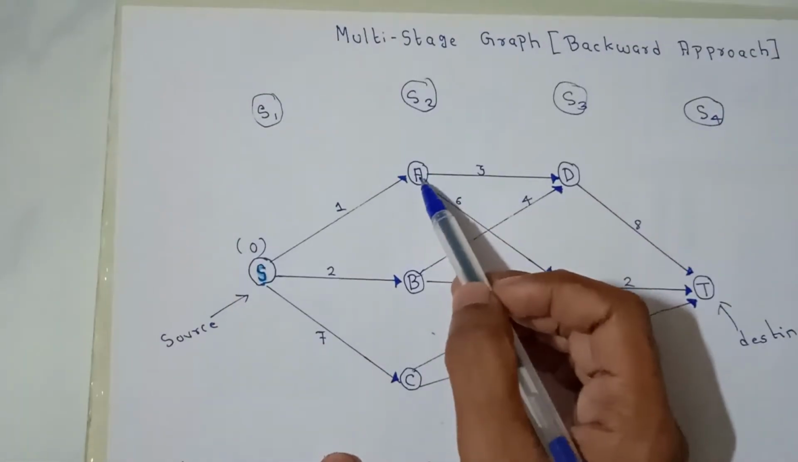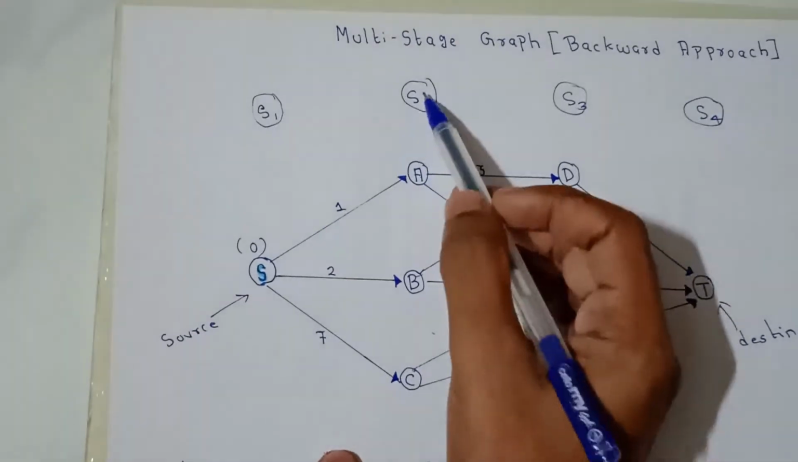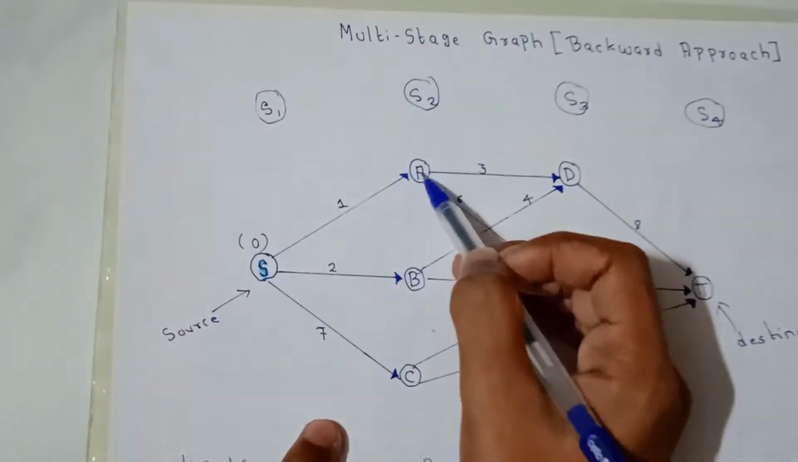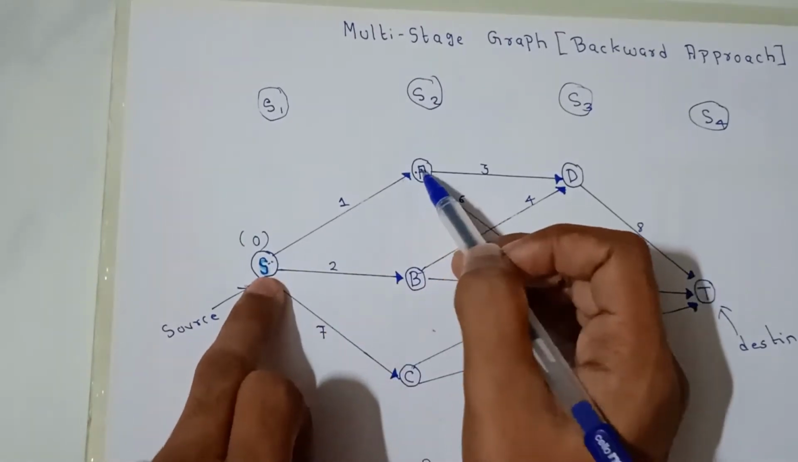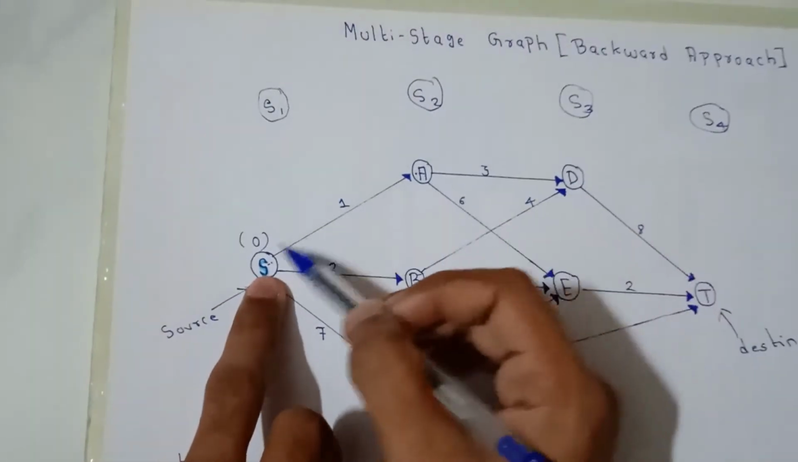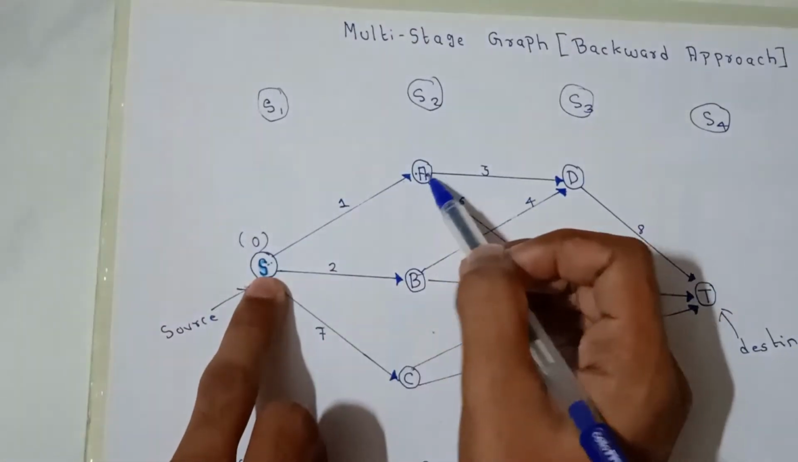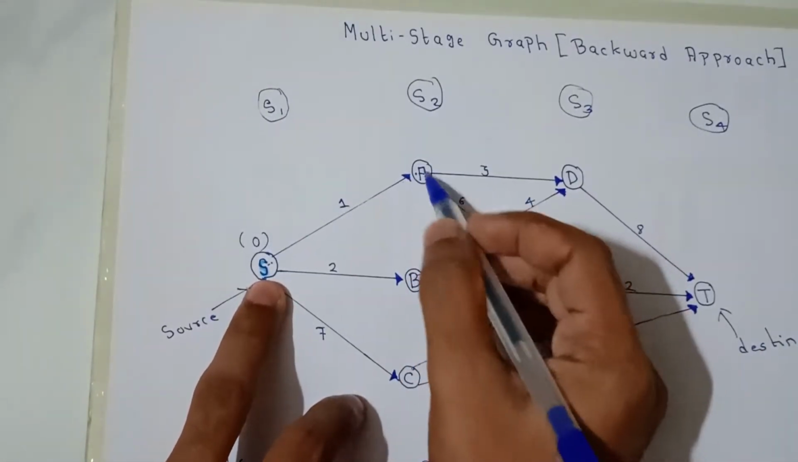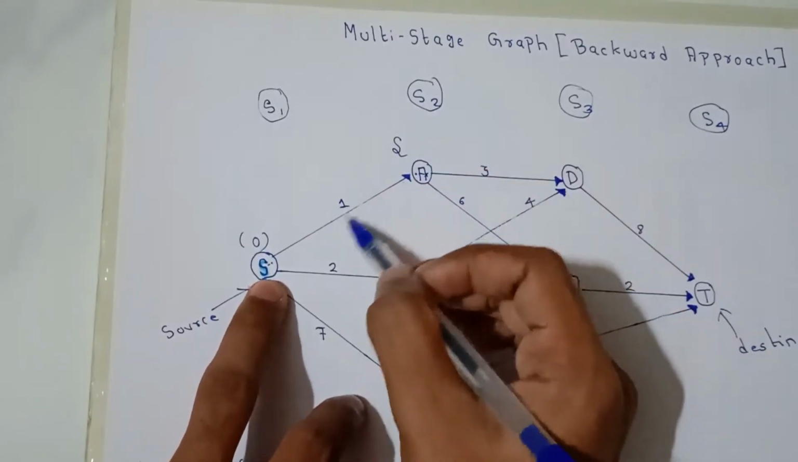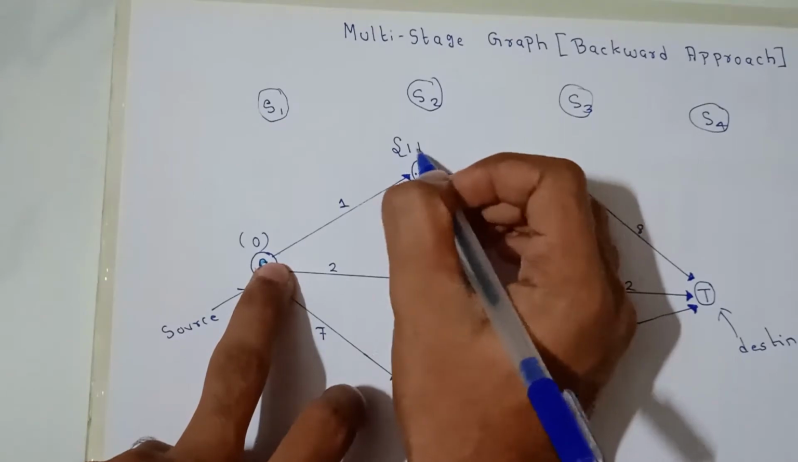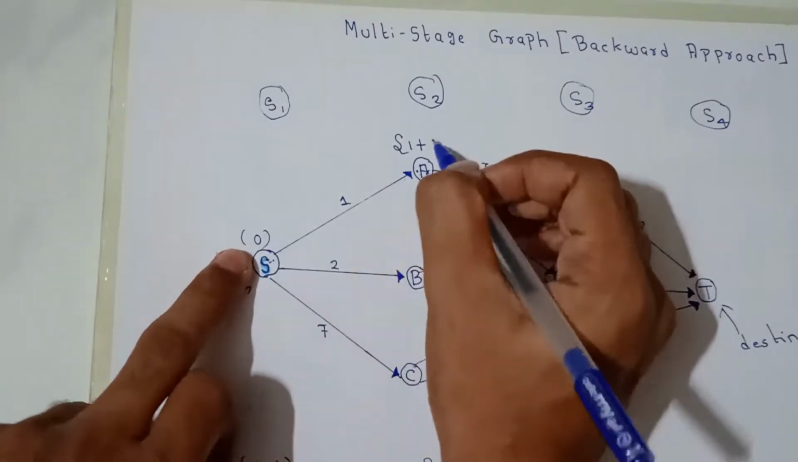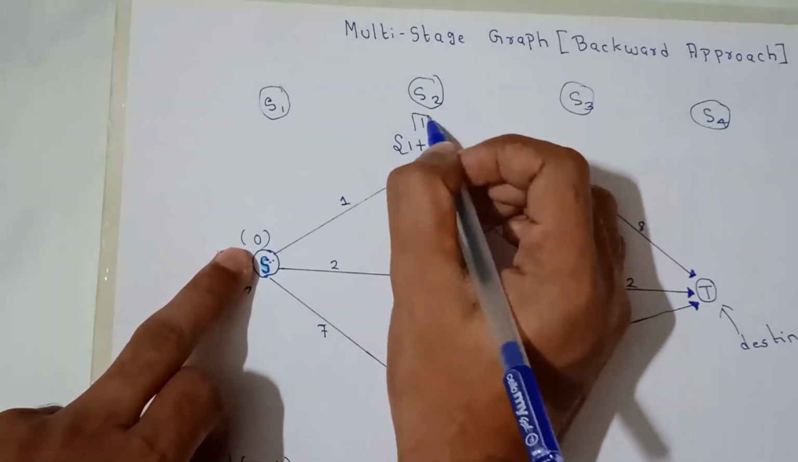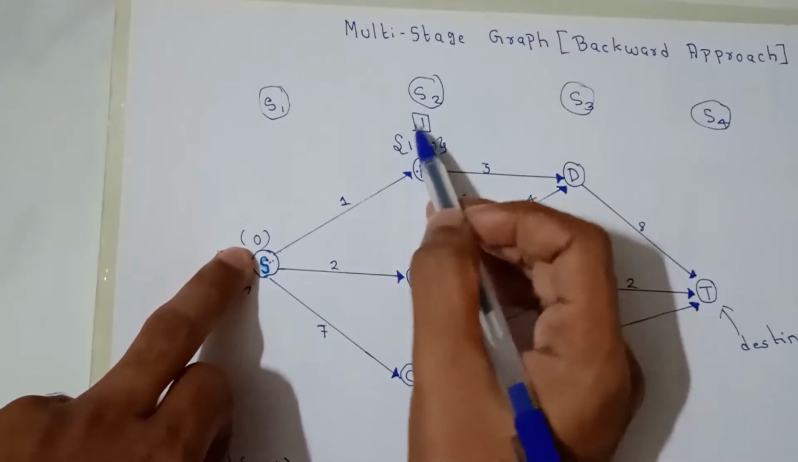Now we have to compute the cost of this node, which is present at stage 2. For reaching node A, we have only one path from stage 1, that is this path, right? There is no other path for reaching node A from stage 1. So this is the only path from stage 1 to stage 2, that is S to A. So the cost of node A can be calculated as this edge cost, that is 1, plus the cost of node S, that is 0. So 1 plus 0 is 1, right? The cost of node A is 1.